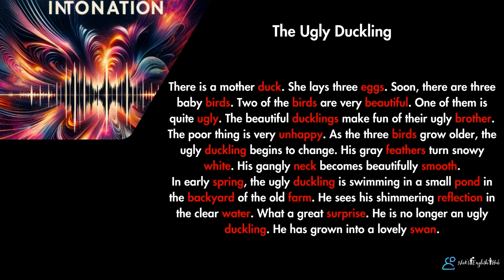There's a mother duck. She lays 3 eggs. Soon there are 3 baby birds. 2 of the birds are very beautiful. One of them is quite ugly. The beautiful ducklings make fun of their ugly brother. The poor thing is very unhappy. As the 3 birds grow older, the ugly duckling begins to change. His gray feathers turn snowy white. His gangly neck becomes beautifully smooth. In early spring, the ugly duckling is swimming in a small pond in the backyard of the old farm. He sees his shimmering reflection in the clear water. What a great surprise! He's no longer an ugly duckling. He has grown into a lovely swan.